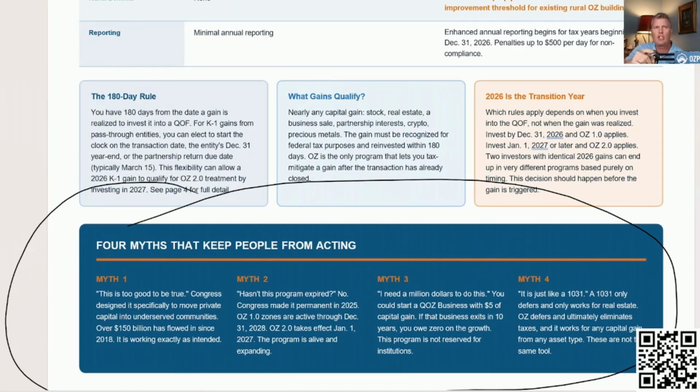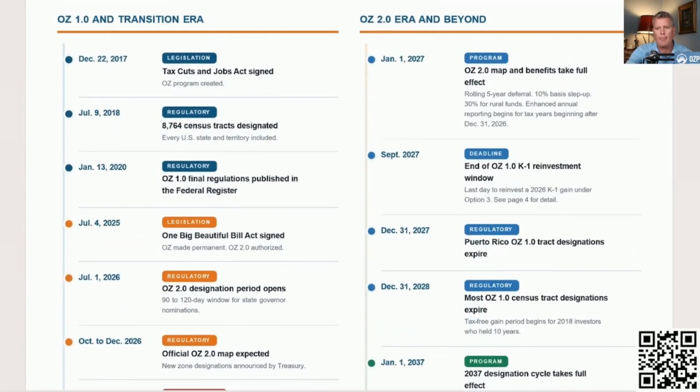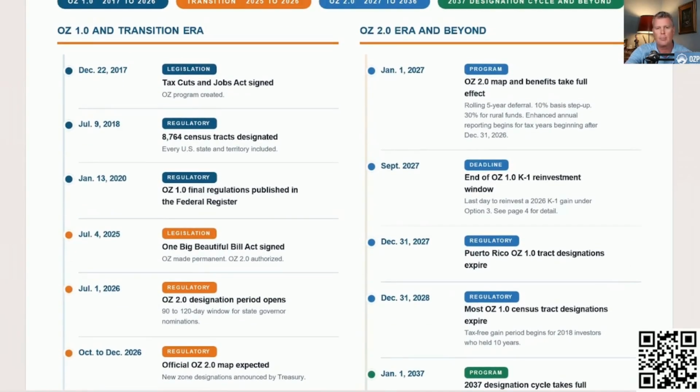If somebody's telling you those things, they shouldn't be talking like that. I've heard every one of those from advisors who should know better. So if a CPA tells you this program expired, you know they're talking like that. So page 3 is the milestone of every milestone that matters. It's a roadmap of all of the milestones that you need to be aware of relative to the 1.0 transition and what it's transitioning into, 2.0.